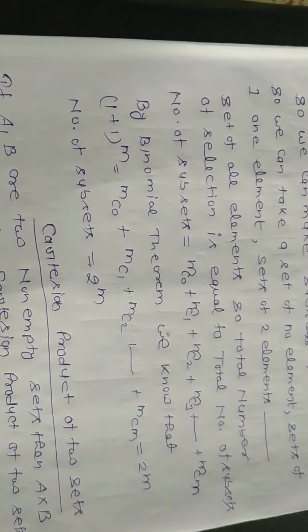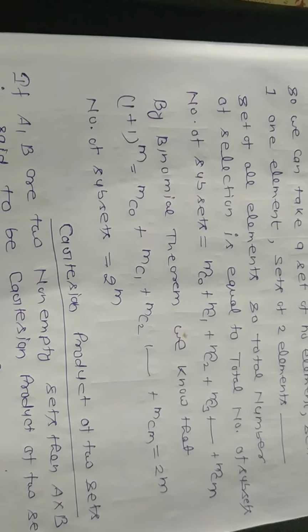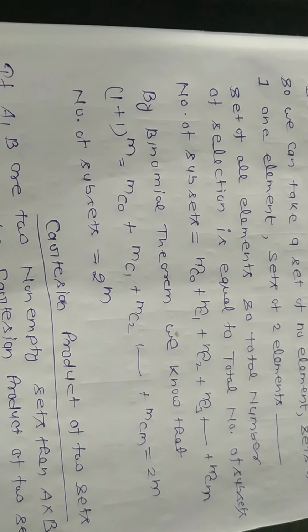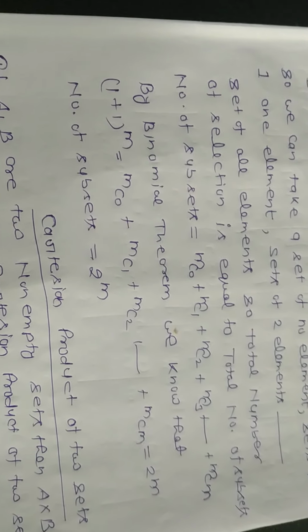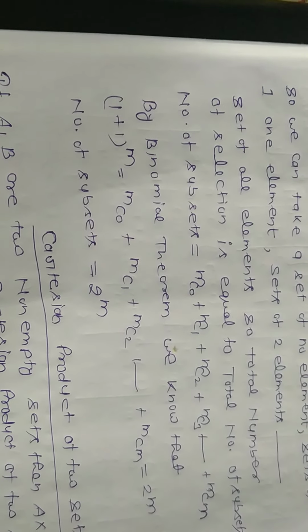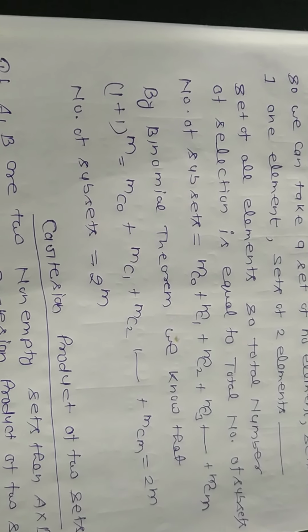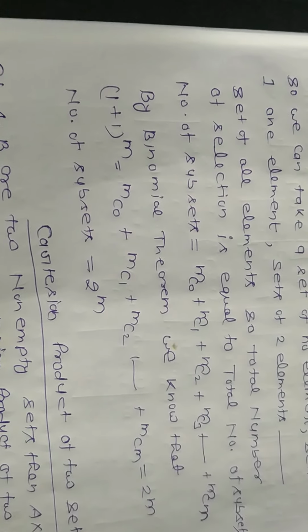By the binomial theorem, we know that (1 plus 1) to the power m is equal to MC0 plus MC1 plus MC2 and dot dot dot MCN. That's why we can write it is equal to 2 to the power m. That's why the formula, the number of subsets is equal to 2 to the power m, where m is the number of elements in the set.